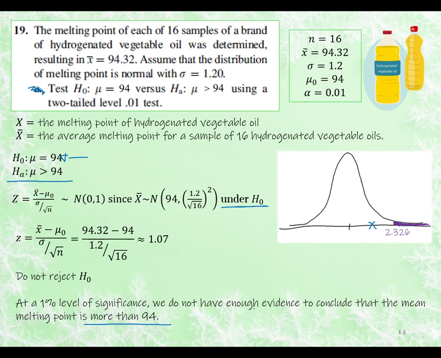And we don't have evidence to support the alternative because we didn't reject the null hypothesis. So if I'd rejected the null hypothesis, I would have had the evidence to support the alternative. So in that case, we would have said we have evidence to conclude that the mean is more than 94 and mean melting point. So remember, in words, this is a nice straightforward sentence.